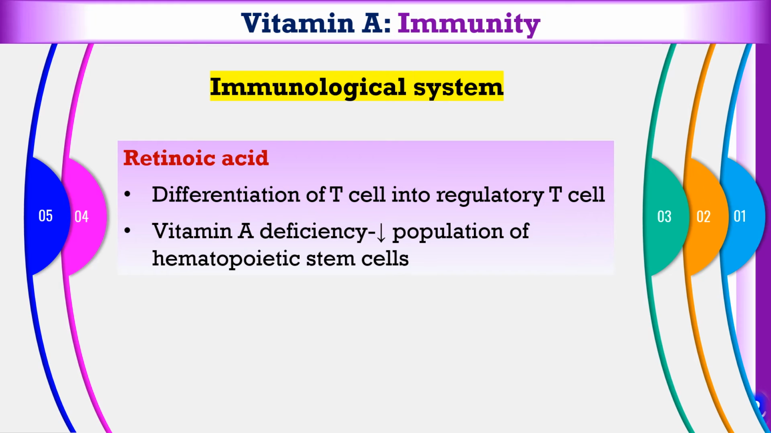Vitamin A is also required for maintenance of immunity because retinoic acid has a role in differentiation of T cells into regulatory T cells. So if there is vitamin A deficiency, there is a decreased population of hematopoietic stem cells.